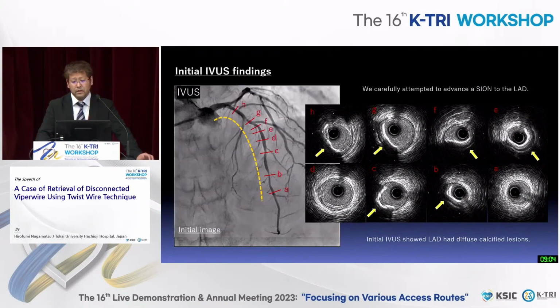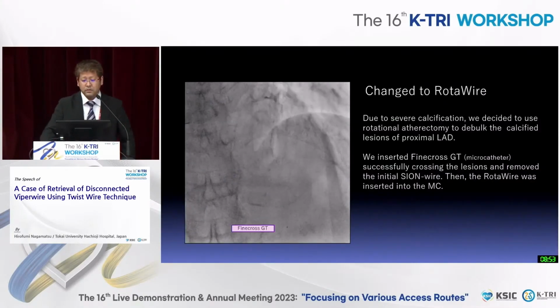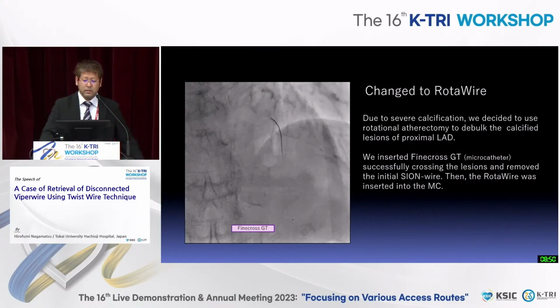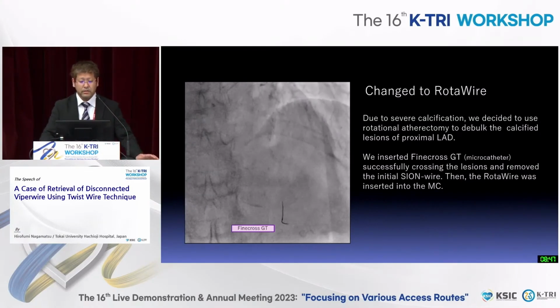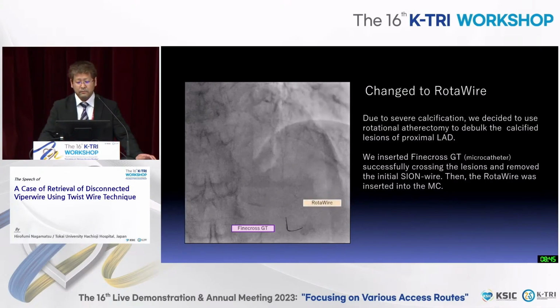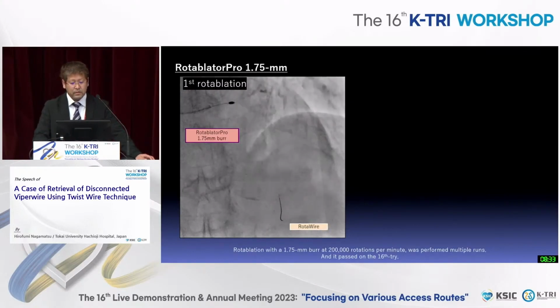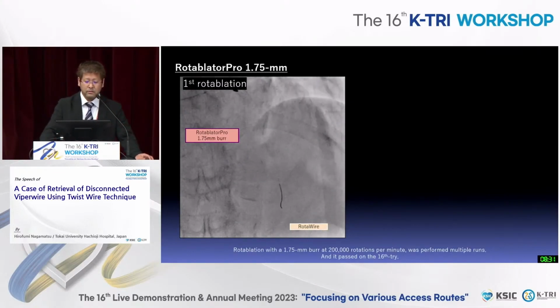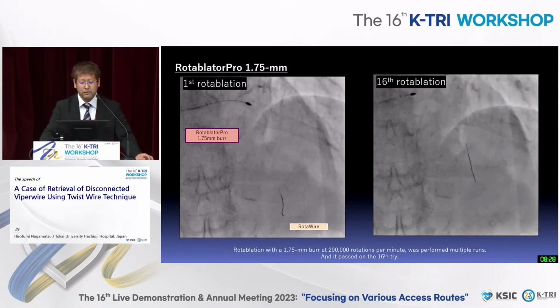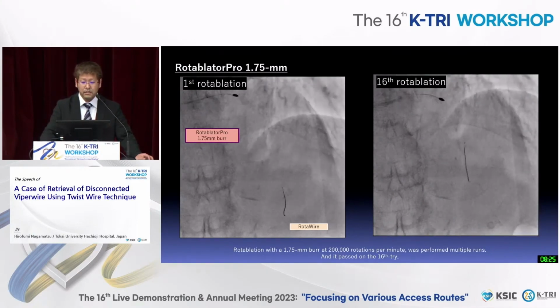We carefully attempted to advance the Sion wire to the LAD. Initial IVUS showed the LAD had diffusely calcified regions. Due to severe calcification, we decided to use rotational atherectomy to debulk the calcified regions of the proximal LAD. We inserted a FineCross GT, successfully crossing the region, and removed the initial Sion wire. Then the RotaWire was inserted into the microcatheter. Rotational ablation with a 1.75 millimeter burr at 200,000 rotations per minute was performed in multiple runs, and it passed on the 16th rotor ablation.